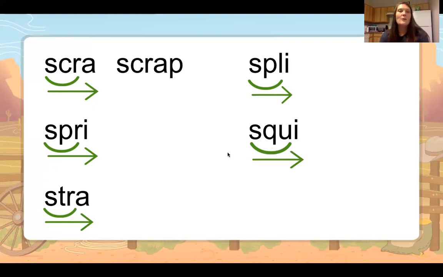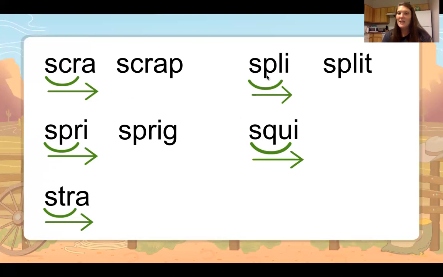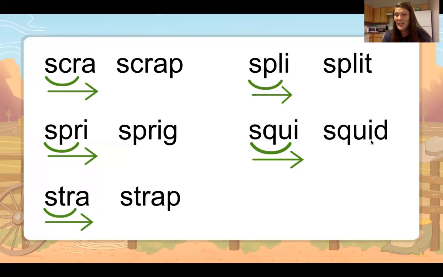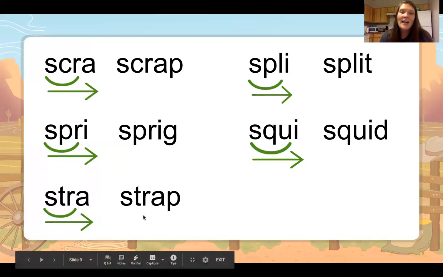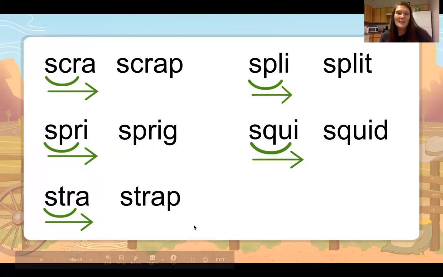All right, so let's see, we've got some words. So we have scrap, scrap, sprig, sprig. Then we have split, split up here. And then we have squid, squid. The squid lives in the ocean. Then we have strap, strap. Pull your strap up around your seatbelt.